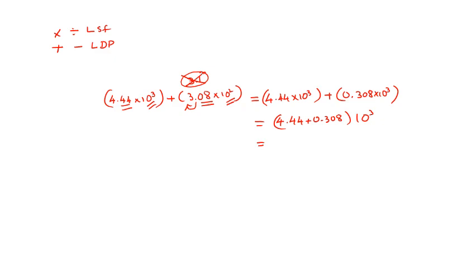4.44 plus 0.308, I am getting 4.748. 4.748 times 10 to the power 3. Can I have 3 decimal places here? No, in my question there are only 2 decimal places, so I will round that one to 4.75. Now I have 2 decimal places times 10 to the power 3. That's the answer. Okay, so now I'm going to try another question.